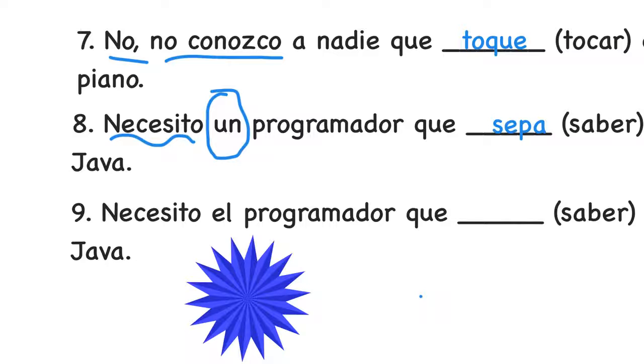Now, the last sentence is exactly the same as the previous sentence. The only thing that is different is the article. Un programador, el programador. Therefore, because we're using a definite article, we're going to conjugate it in the indicative. Necesito el programador que sabe Java. I need the programmer that knows Java.